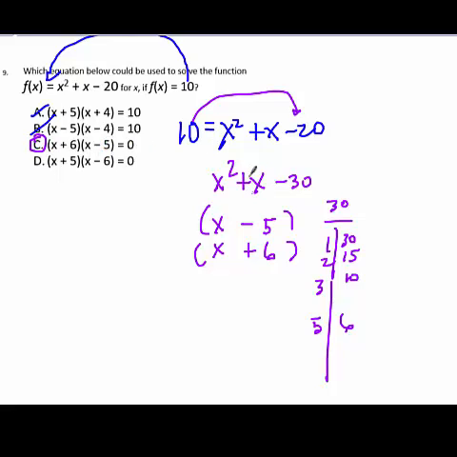Right, D would have to be what? If this was a negative here. So if it was negative x, the answer choice would be D.